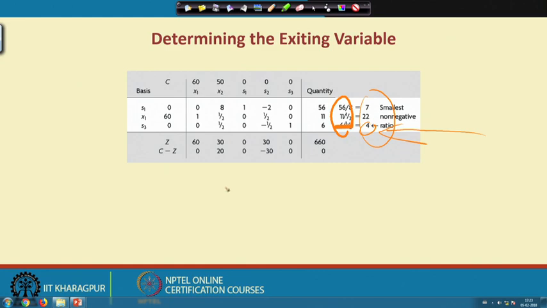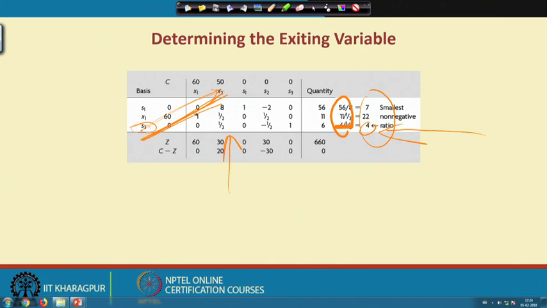Technically, this is the incoming indication because it has the highest positive net evaluation, and here is the minimum ratio. So, the final decision is that s 3 will be the outgoing vector and x 2 is the incoming vector. That means the substitution will be like this: x 2 will come in place of s 3, and s 3 will go out.